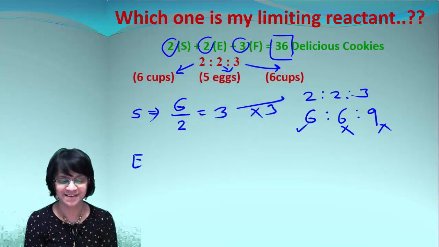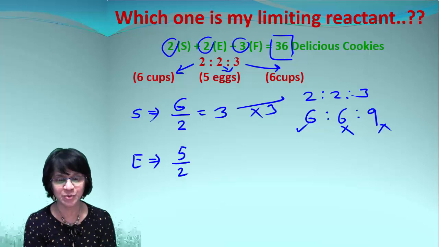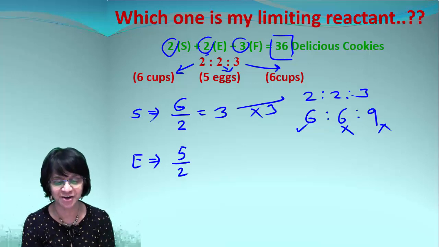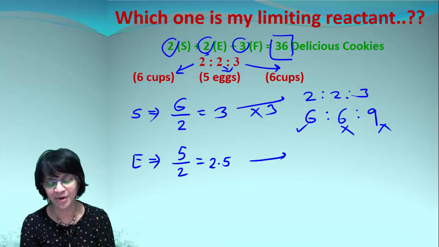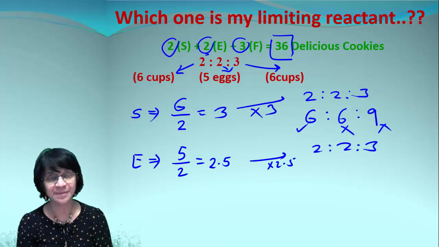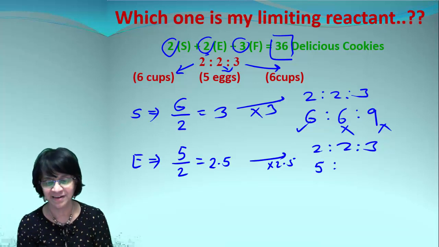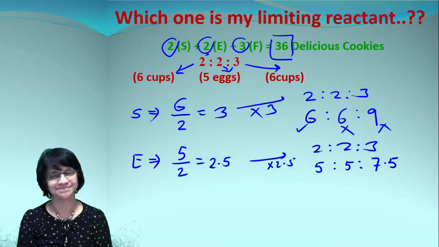Let's look at eggs. For eggs, I have 5 eggs. I'm going to divide that by 2, the coefficient which I got, and then I get 2.5. So now I'm going to multiply my proportion by 2.5. So this is my proportion. I multiply each one by 2.5. So I get this as 5, this will be 5, and this will be, I believe, 7.5.